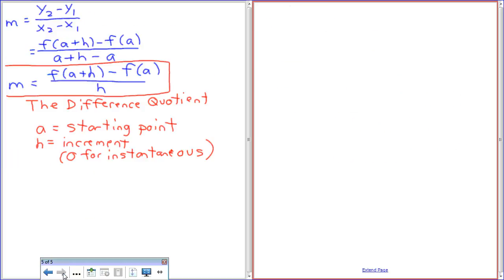All right, here we go, example 1. Let f of x equal negative 2x squared.